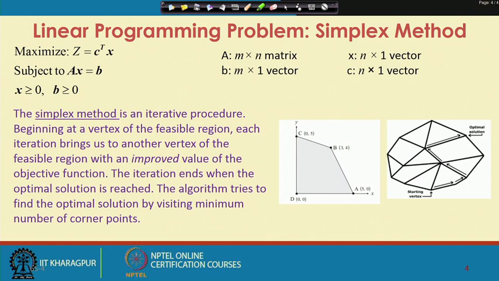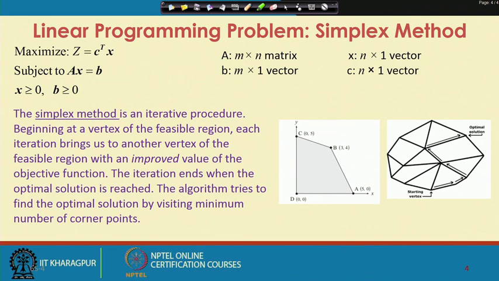So, simplex method is an iterative procedure. It begins at a vertex of the feasible region. Each iteration brings us to another vertex of the feasible region with an improved value of the objective function. The iteration ends when the optimal solution is reached. The algorithm tries to find the optimal solution by visiting a minimum number of corner points.